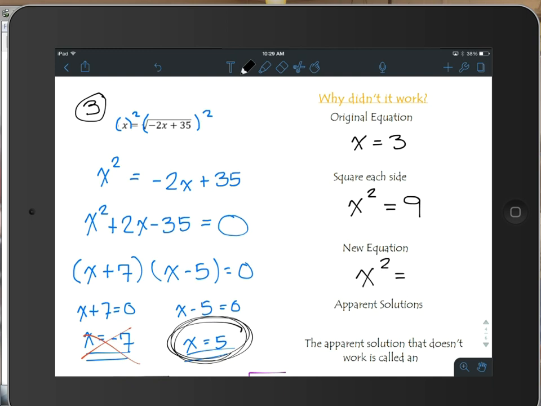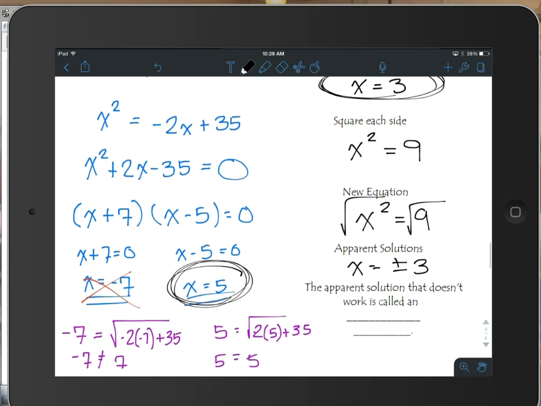x squared equals 9, and when you solve for x, what happens when you take the square root set equal to a variable? Yeah, you get plus or minus 3. So your apparent solutions are positive and negative 3, but at the beginning, what was the only solution of x? 3. Okay, so the solution that we get but doesn't actually work in the original equation is called the extraneous solution.